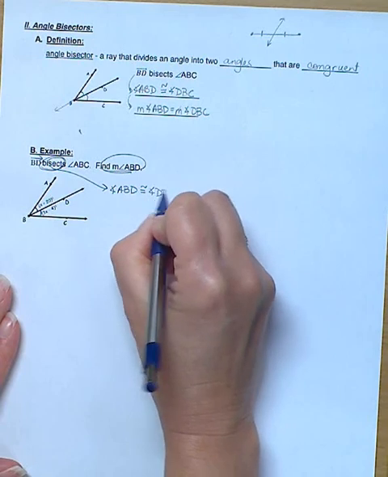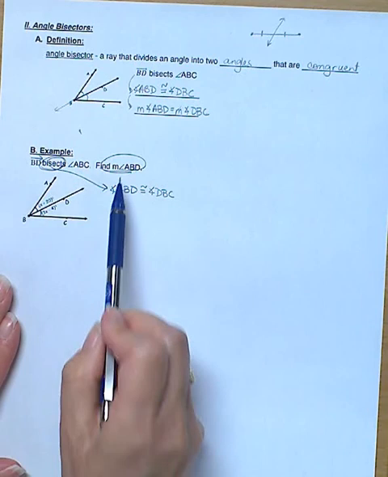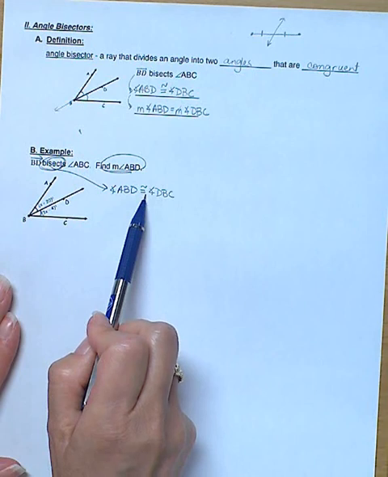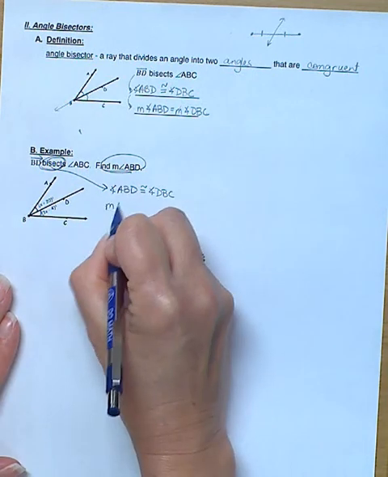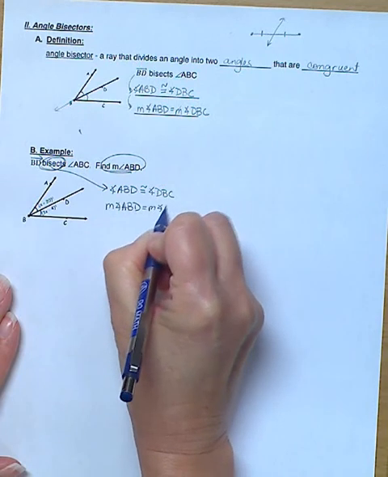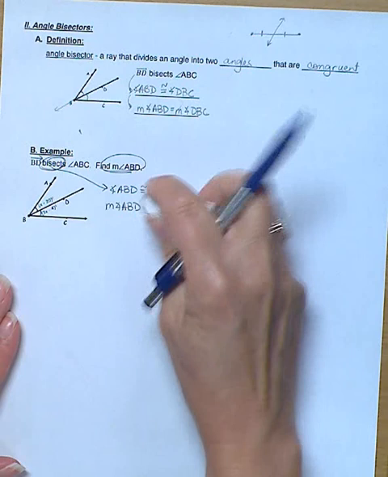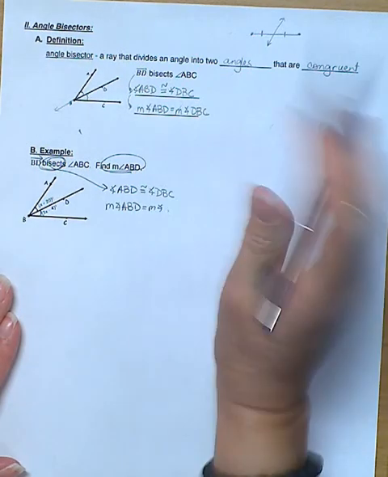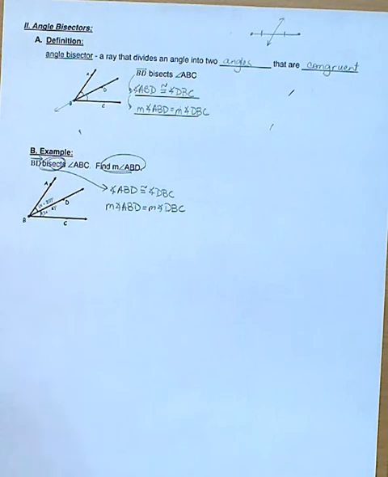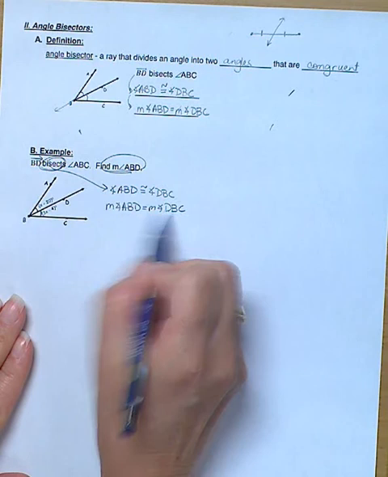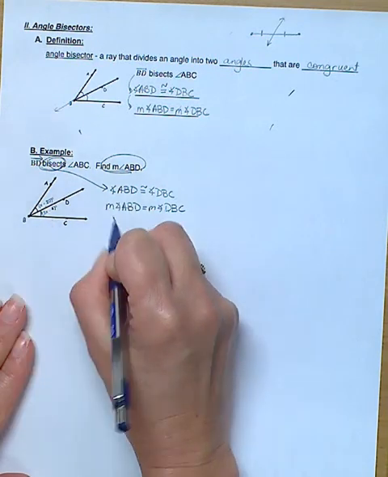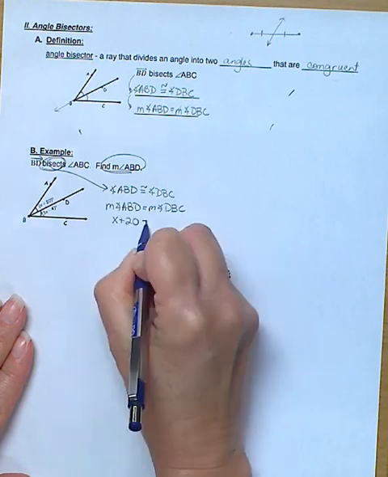But our question's about the measure. So what else do we know? We know bisectors make congruent angles, and we know that congruent angles have the same measure. Whoops, keep trying to make mistakes here. That's one of the biggest reasons I suggest you use a pencil, so you can erase it. Okay, so now that we're talking about measures, we can substitute. So the measure of angle ABD is x plus 20, and that's equal to the measure of angle DBC, which is 3x minus 4.